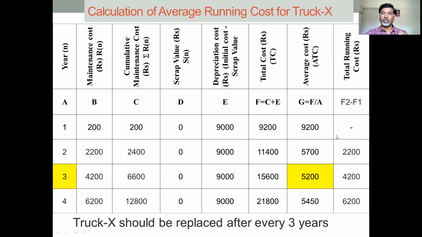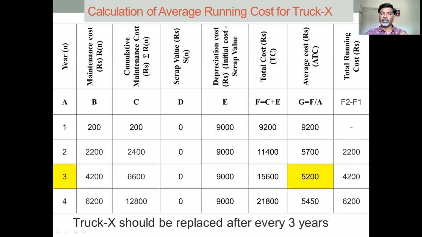Okay, now see the running cost. Running cost is equal to F2 minus F1. F2 means the total cost. For the first year, running cost will be treated as dash 0. For the second year, how to calculate running cost? Running cost for second year is equal to total cost for second year minus total cost for first year, the previous year. That is, total cost for current year minus total cost for previous year. If you do the subtraction, you will get running cost for the second year.